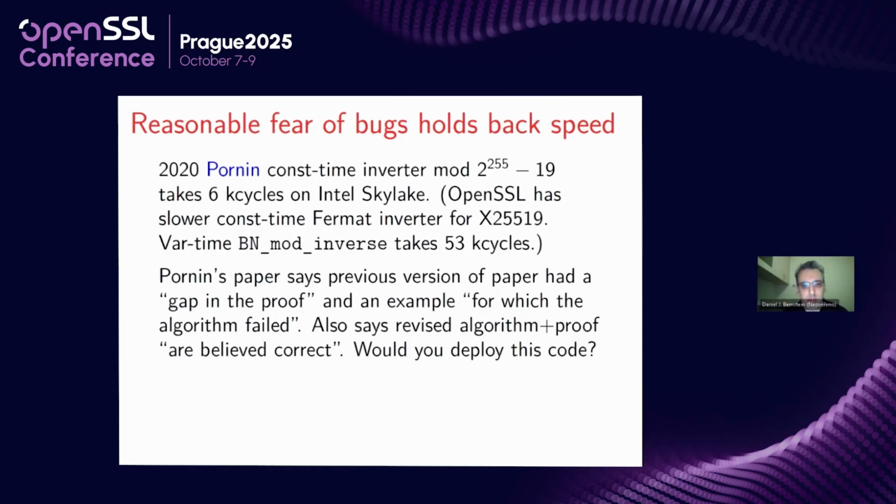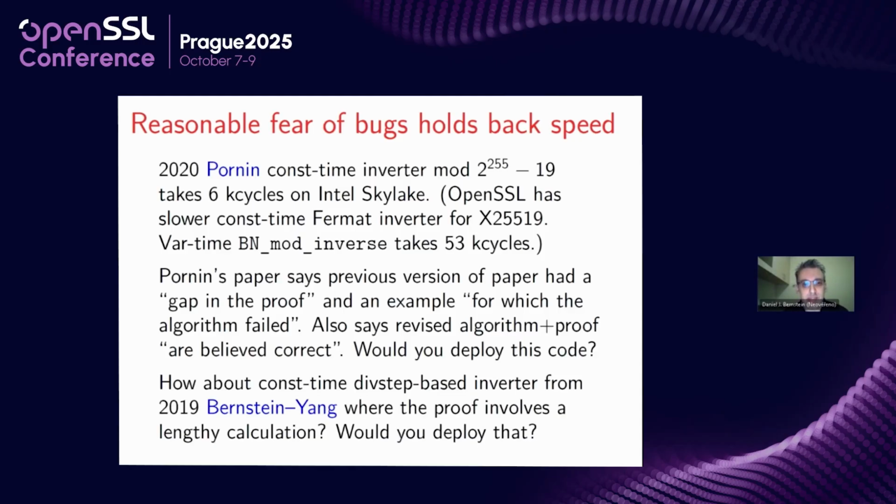Is that the sort of code that you want to be running? Or suppose somebody says, here's code that is correct. Is that something you would trust? Or do you think to yourself, well, cryptographers are maybe a little bit overconfident every now and then?